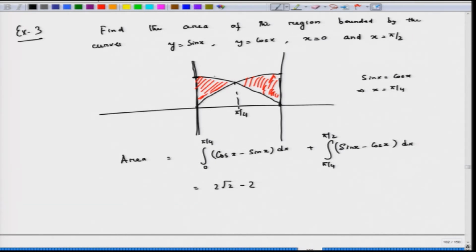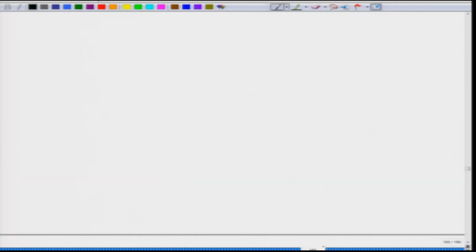So, in finding the area of the region bounded by the curves, first draw an intuitive diagram, then figure out how they are behaving, get the points of intersection, and depending on which one is dominating, calculate the area, because you remember that the area comes with the mod of f of x minus g of x. So, you need to know the behavior of f and g in certain parts of the domain.